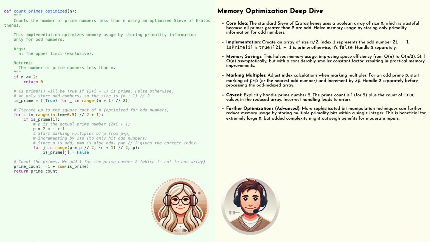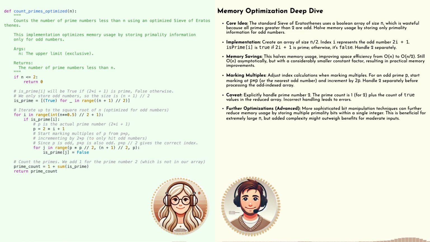Wait, hold on. How does that help us figure out if a number is prime? It seems like we'd be missing information about all the composite numbers. Let me explain. When we were using the Boolean array, we needed a spot for every single number up to n, right? But we already know that all even numbers except for 2 are composites. So we don't need to waste memory storing that information. Okay, I see what you mean. By only storing the odd primes, we're basically cutting our memory usage in half right from the start.